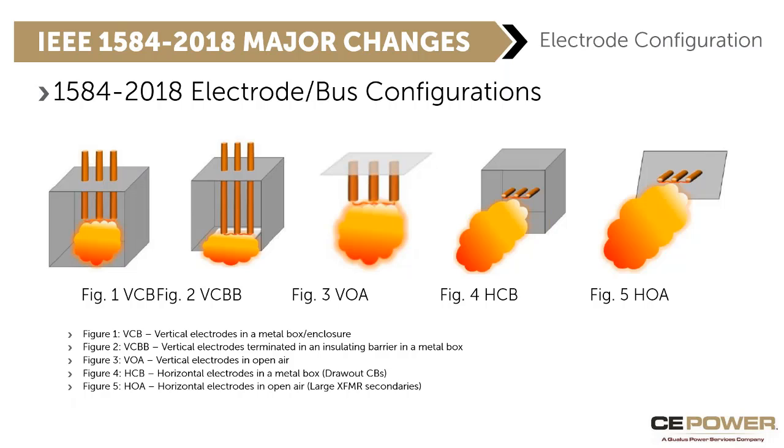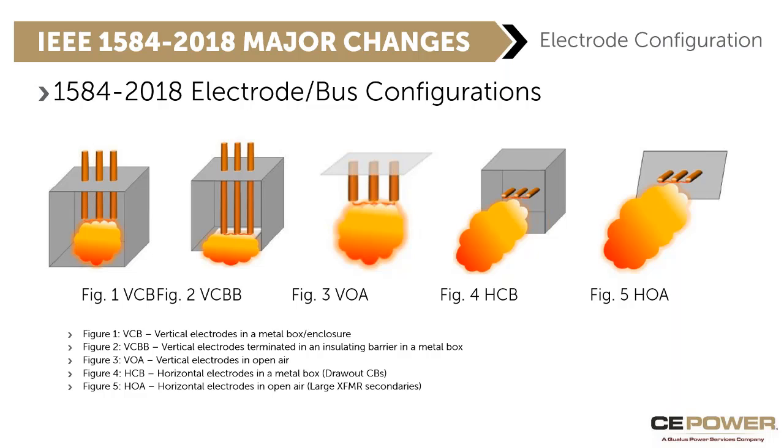VCB, which is what they used in 2002, that's vertical conductors in a box. They also consider VCBB, which is vertical conductors in a box in an insulating barrier. Right? And so you can see there, the conductors are kind of butted up against the bottom of the enclosure. That's the barrier. Figure 3 is vertical and open air, right? And so that's what they considered in 2002 as well. They also looked at some horizontal configurations. And so that's figure 4 and figure 5, horizontal conductors in a box, horizontal and open air.